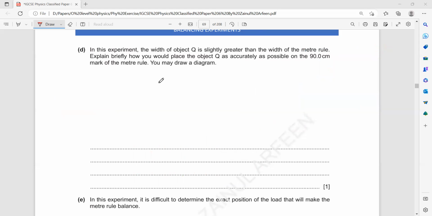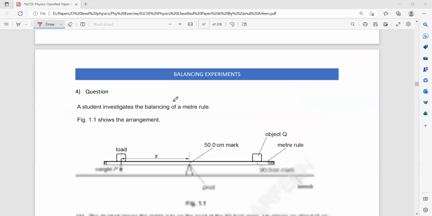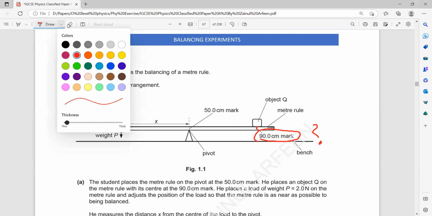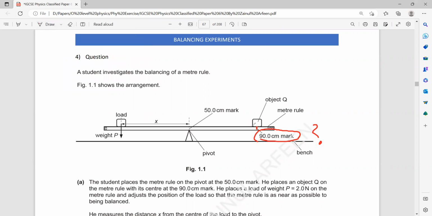So this object, as you can see here, load Q, we say this is at the 90 centimeter mark, but how will we know that it is at the 90 centimeter mark? Because we cannot read the scale. This object is covering the marking of the meter rule. So if we cannot read the scale, how can it be done? What we do is we measure, we record the first value, maybe it is 89. And we record the second value, maybe it is 91. So what is the average of 89 and 91? The average will be 90. So that's how we estimate the position of load Q.